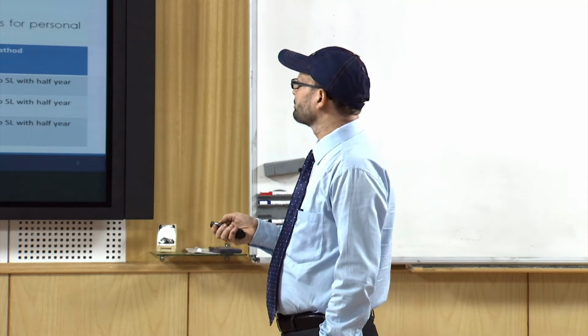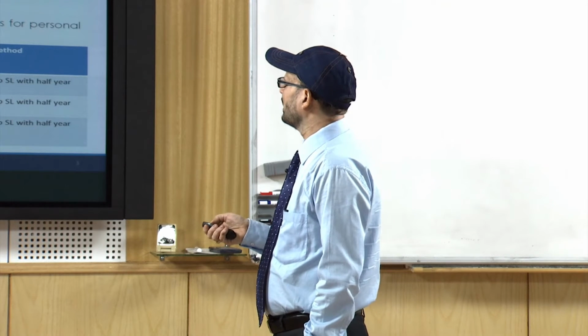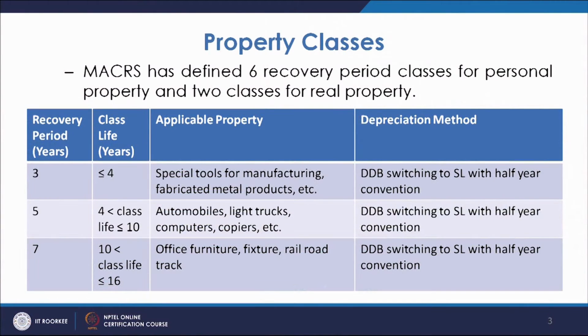If we have been given assets like automobiles, light trucks, computers or copiers, then they are kept under the recovery period of 5 years. The 5-year property class has a class life of normally more than 4 years and less than or equal to 10 years. Again the same convention is followed, DDB switching to straight line with half year convention.